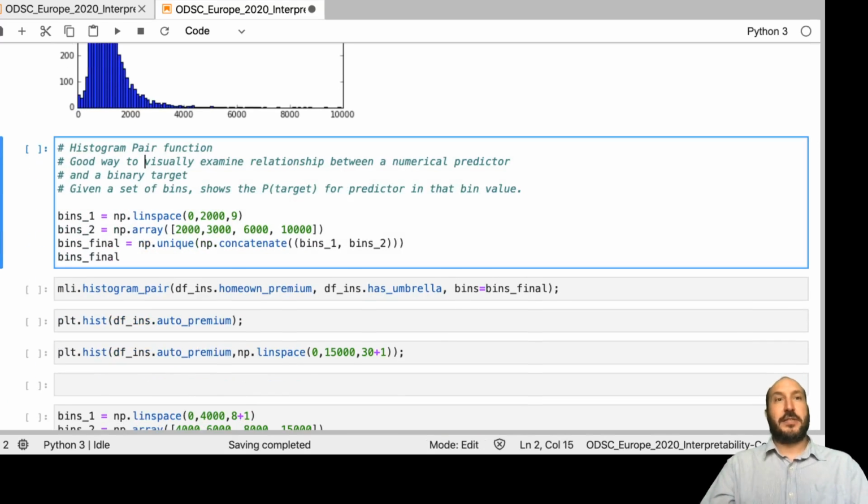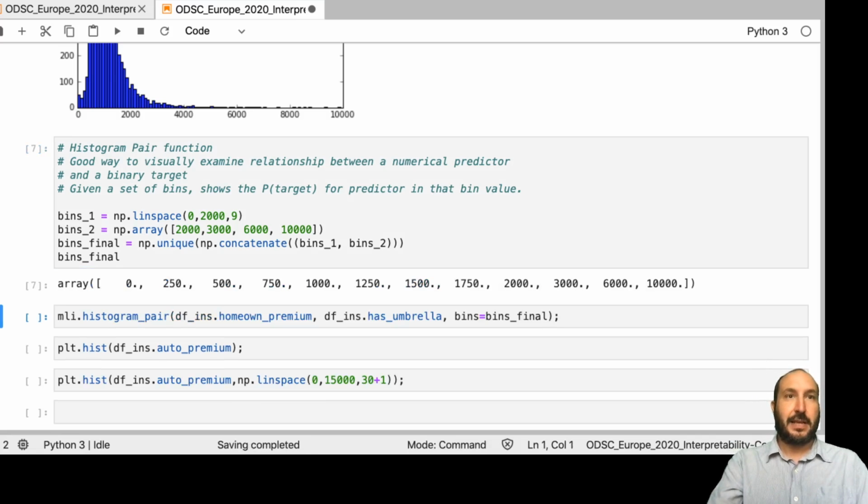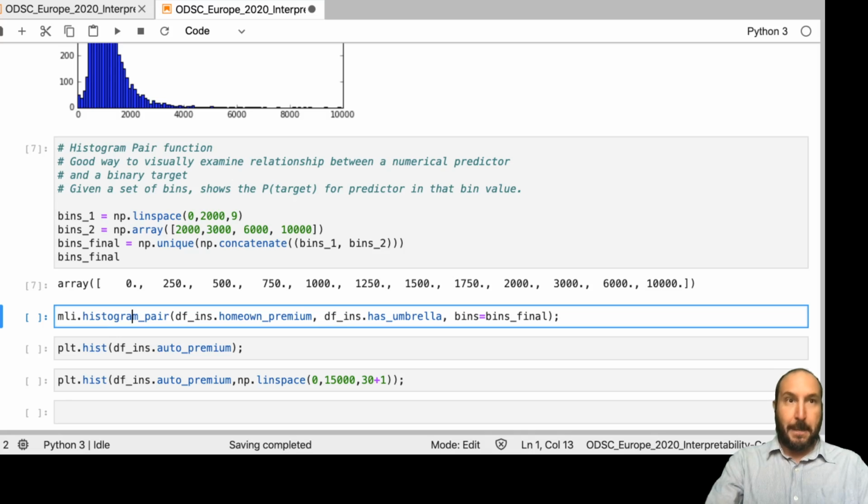Now the next tool I want to introduce is something in the ML Insights package, and I call it histogram pair. It's a simple idea, but it's something you use when you have a binary outcome. Typically, when you want to look at the relationship between two variables, you might do a scatter plot. If your target is 0, 1, it's not very interesting to look at, because you get a big band at 0 and a big band at 1, and you have to squint and look for something. So I'll just run the cell and then explain it.